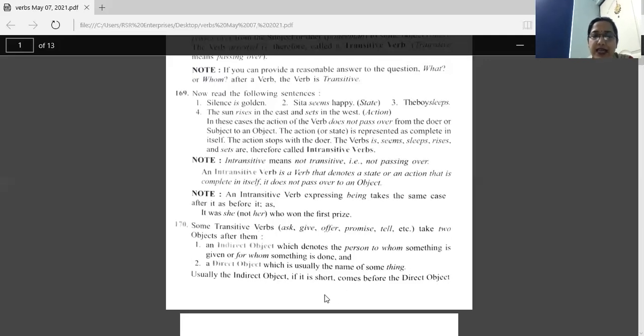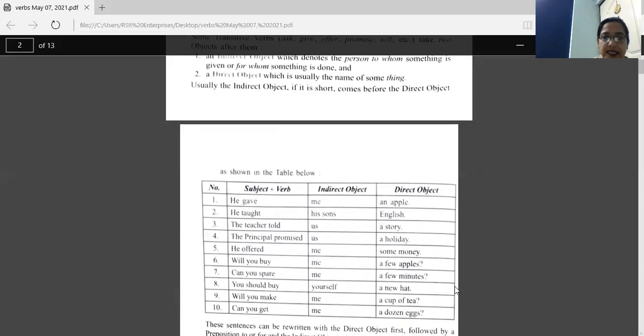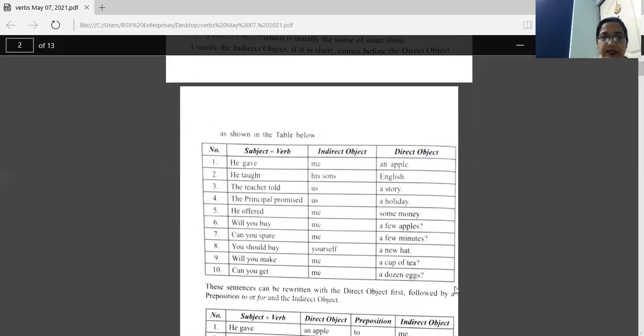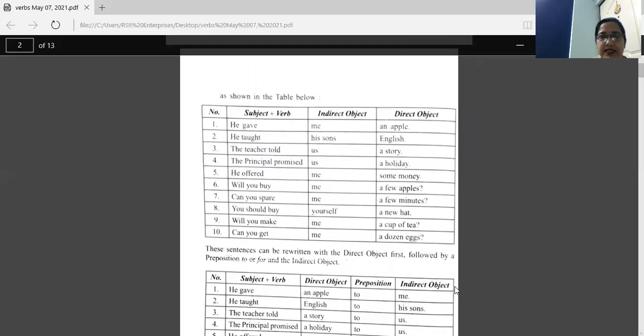Usually the indirect object, if it is short, comes before the direct object. Normally in sentences, what we find is that we use the indirect object first and then the direct object after that. Let's see this table here. Some examples are given here, and you will understand direct and indirect object.